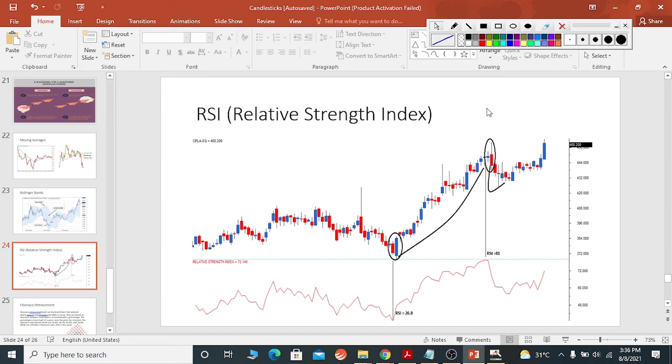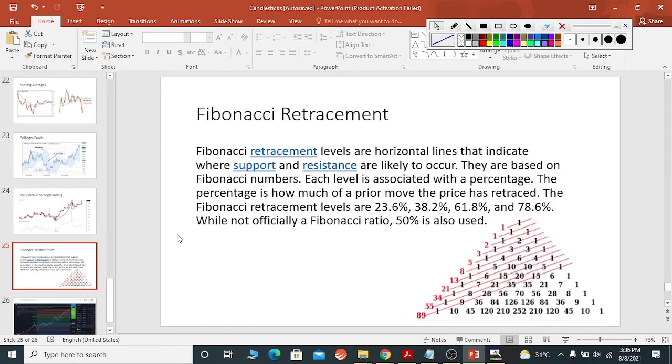Okay, so I think it's clear to everyone. The next thing is Fibonacci retracement. Everyone might have heard about the Fibonacci numbers: the sum of the previous two numbers will give you the next number in the Fibonacci series. Fibonacci retracement is also based upon these numbers.